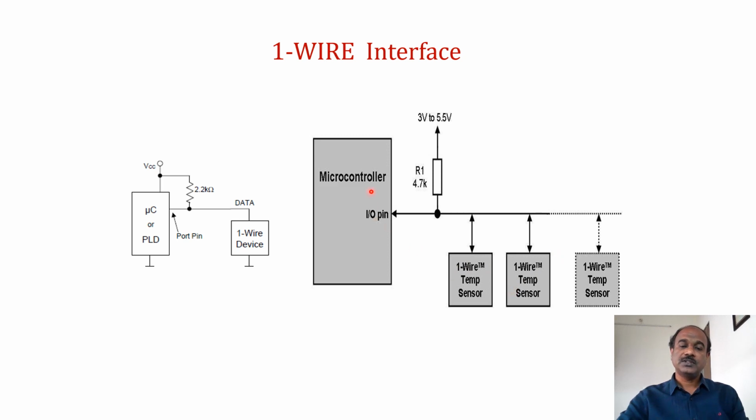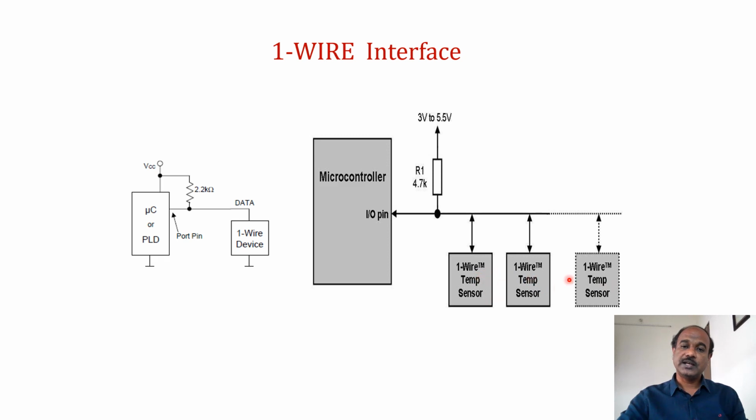For communication, the master or the microcontroller is going to initiate the data transfer. Initially the master will send a reset pulse on this communication line. If there is any slave device which is active, it will send a presence pulse back to the master, saying that I am ready for communication. Then the master will send a 64-bit unique address of the slave device.